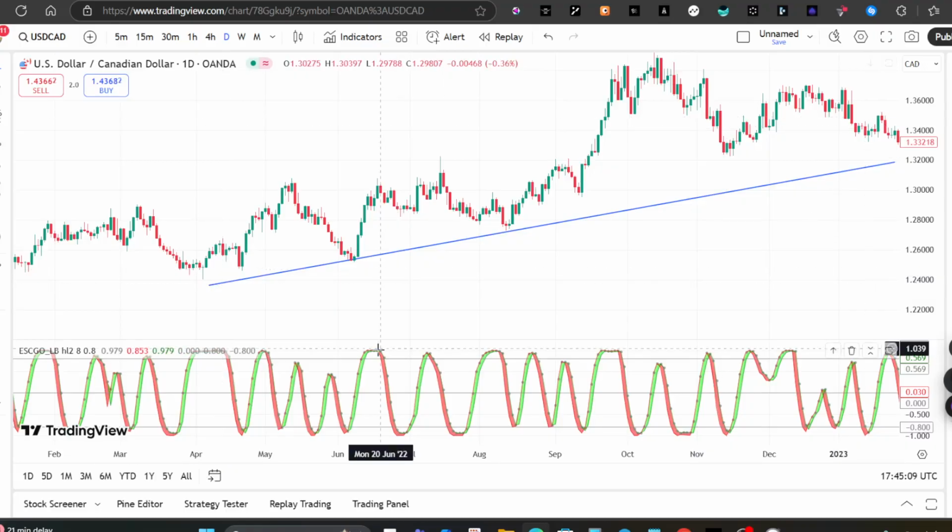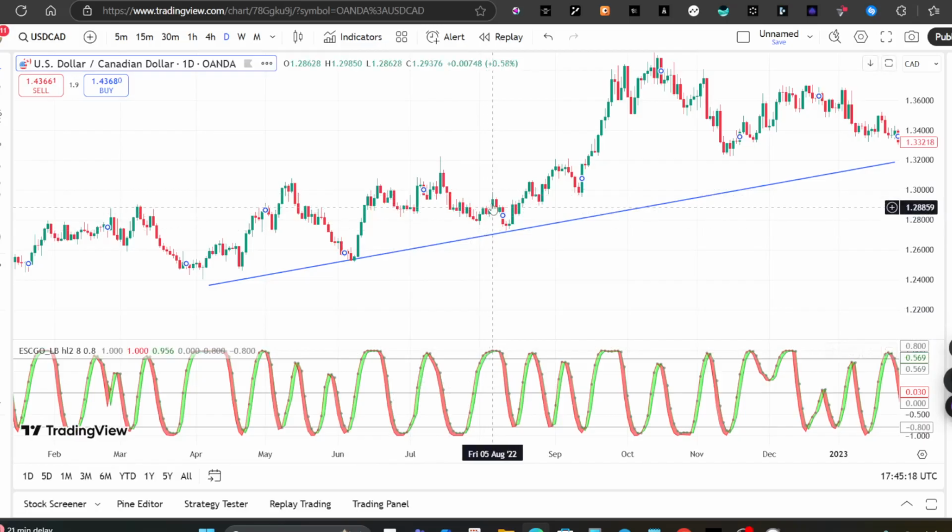But if you were trying to enter a sell at the sell signal, this was just a mere pullback, and you can see that the pullback did not last for long. You can see this one again was just a mere pullback. This was just a mere pullback. So I'm going to recommend trading in the direction of the trend.